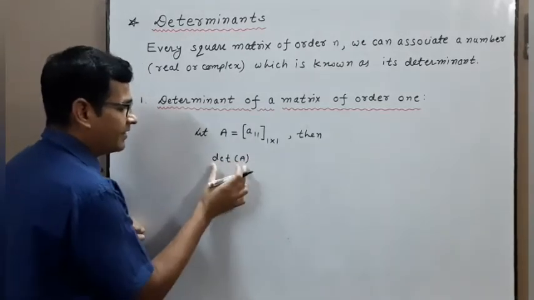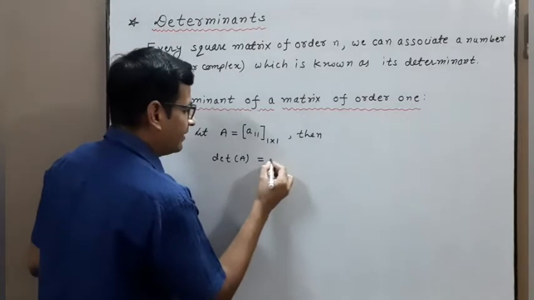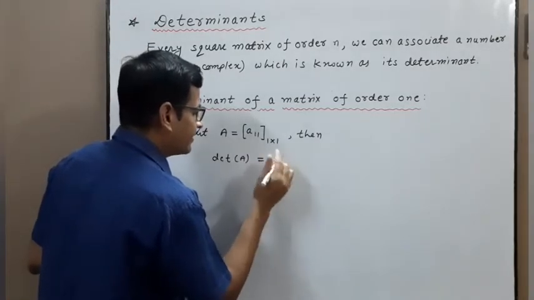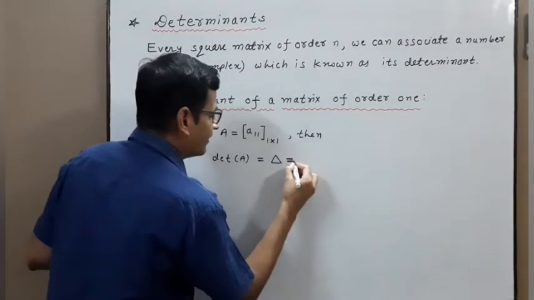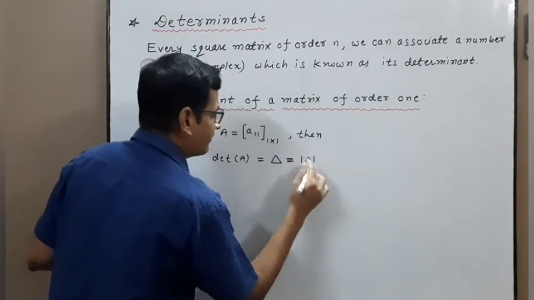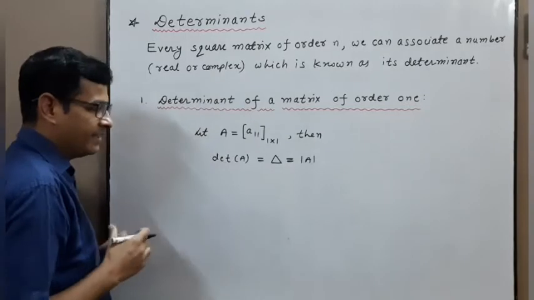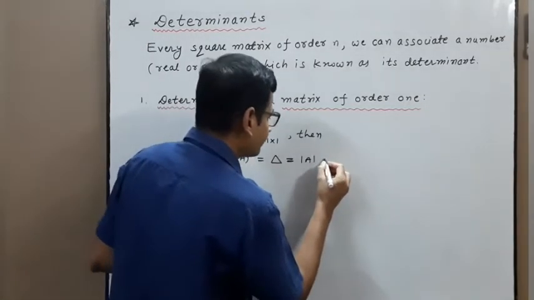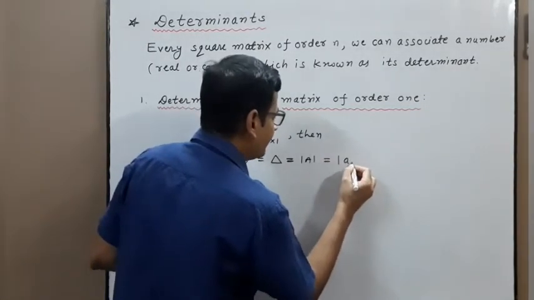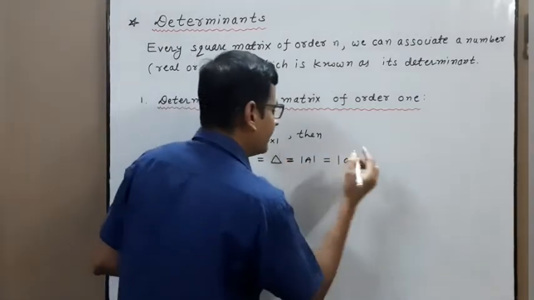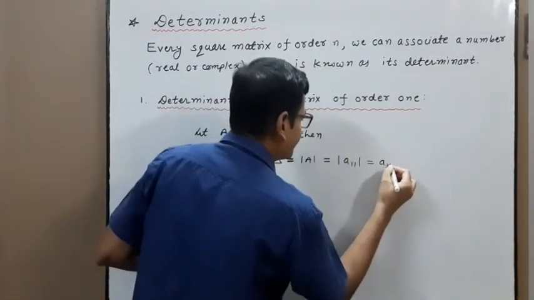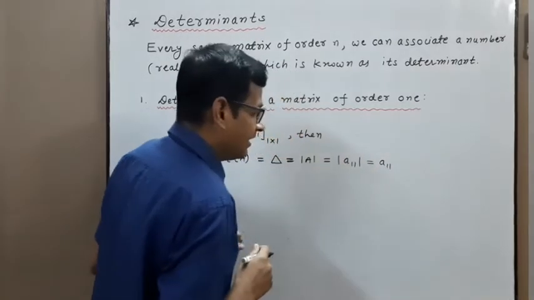we can write this way, determinant A, we can write del, means sign of triangle, or we can also write this sign of determinant. This is not a sign of mode. Determinant A is equal to the single element as it is, and whenever it is a single element, then write it as it is. So determinant of a single element is the element itself.